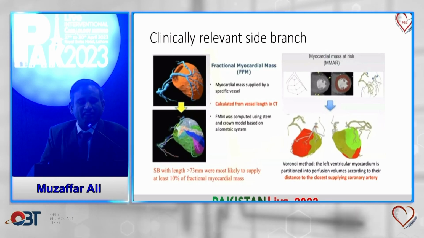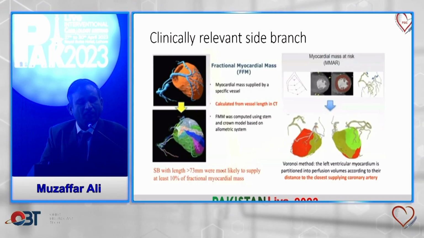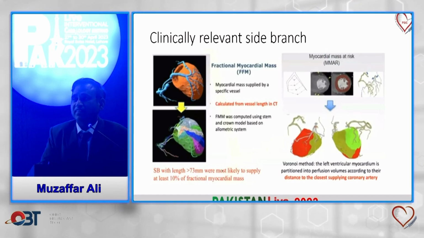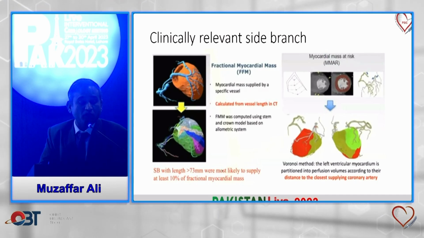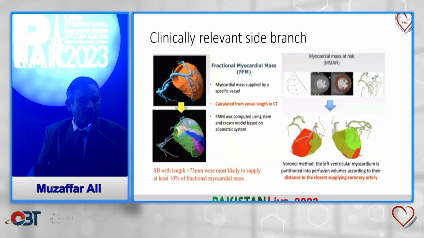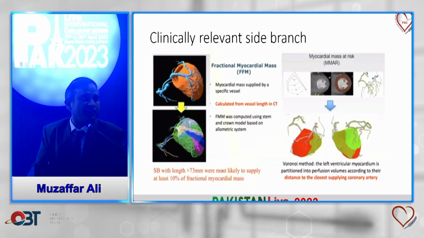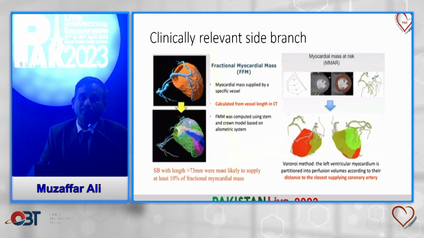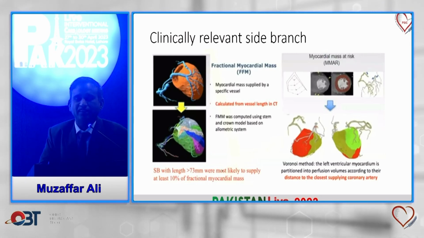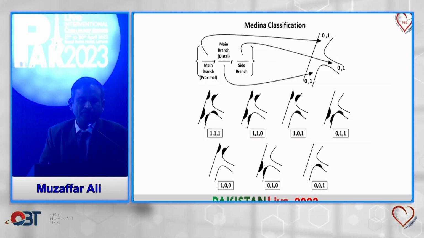When you actually perform bifurcation PCI, you call it a clinically relevant side branch when the side branch length is more than 73 millimeter and it supplies at least 10% of the myocardial mass. Then you can switch to a bifurcation strategy. Otherwise, the provisional approach is better.